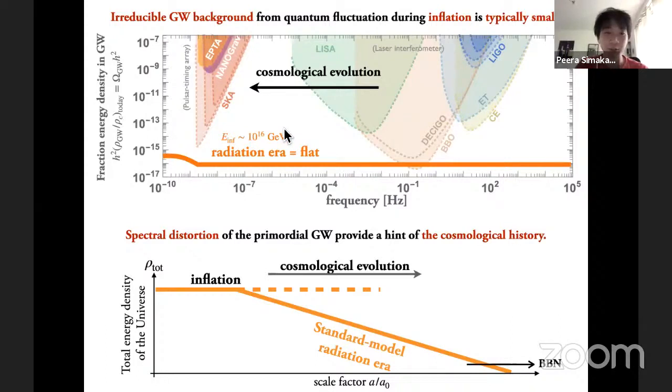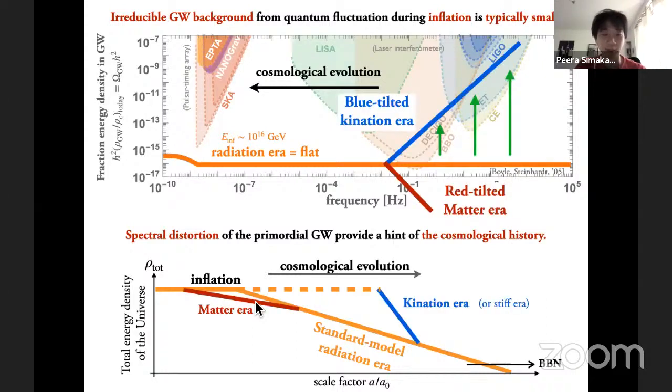As shown here, the spectrum has a nice flat shape. This is due to the usual assumption that we have the standard model radiation era from the BBN scale up to the inflationary scale. However, this may not be true because in many interesting particle physics models, we can have a non-standard cosmological history. For example, we can have a matter era at some early time, or we can have the so-called kination era.